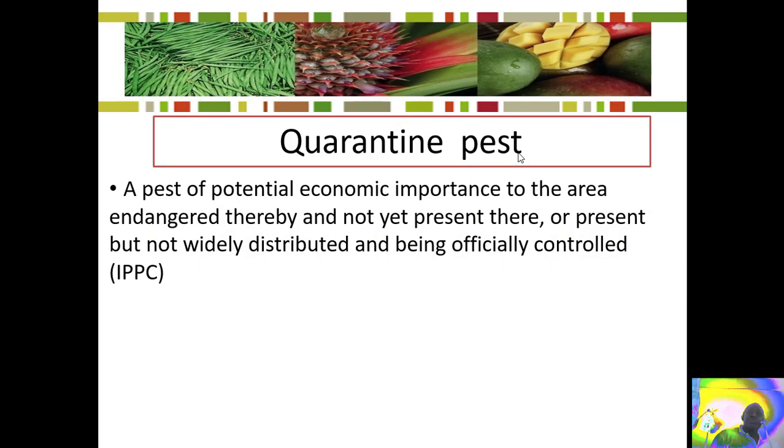Now, what is a quarantine pest? By definition, a quarantine pest is a pest of potential economic importance to the area endangered thereby and not yet present there, or present but not widely distributed and being officially controlled.